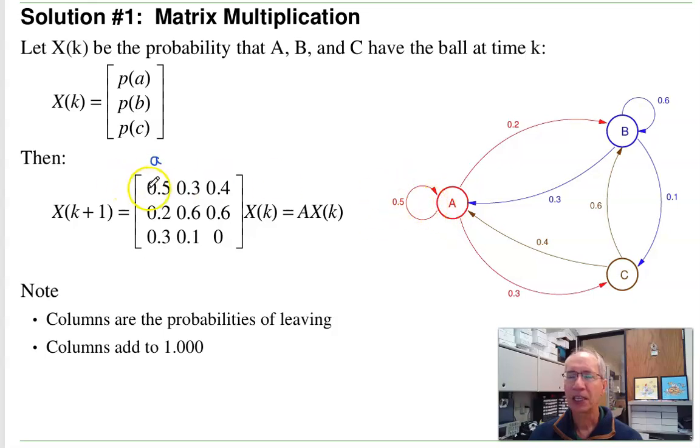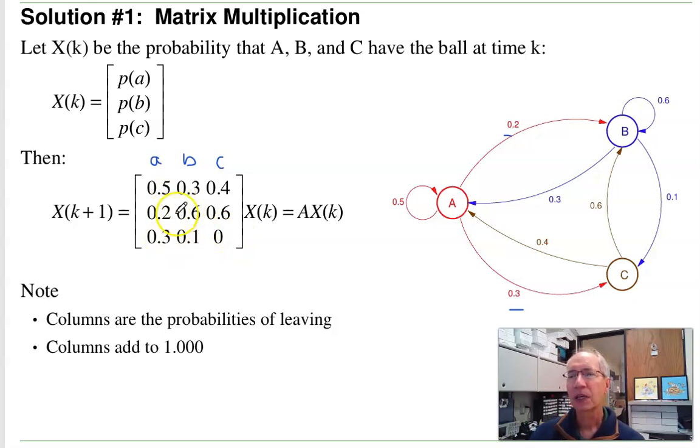50% chance A keeps the ball, 20% chance A passes to B, 30% chance A passes it to C, and the column adds to 1. The ball will go somewhere. The second column is if B had the ball, where does it go? 60% chance B keeps the ball, 30% chance B passes to A, 10% chance B passes to C. Third column is if C has the ball, C passes it to A 40% of the time, passes it to B 60%, and never keeps it.